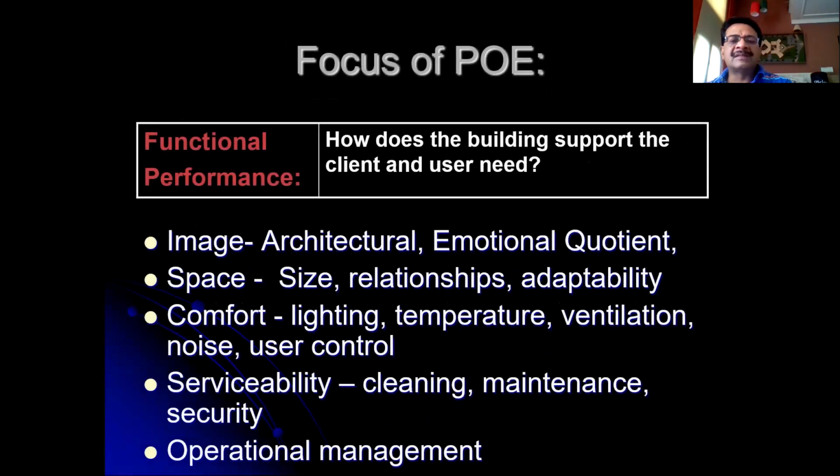The functional performance now can have a wide range. It could encompass the architectural image and the emotional quotient. How do people connect to the project? What are different space sizes, the corridors, the relationship between different spaces, connectivity between different floors, and how it is being adapted to the new uses, which everything cannot be foreseen by an architect.